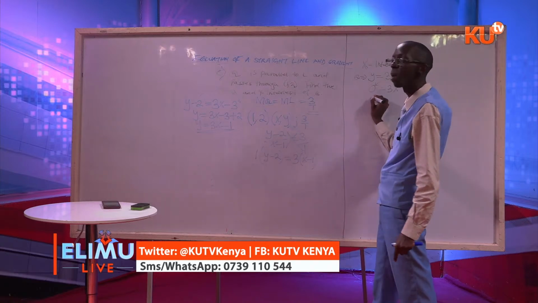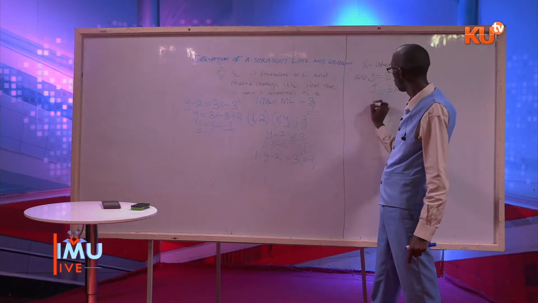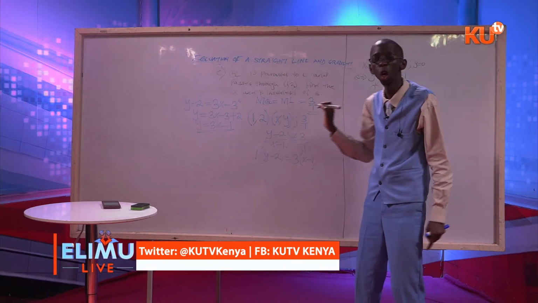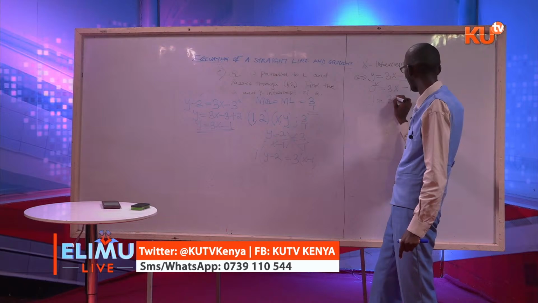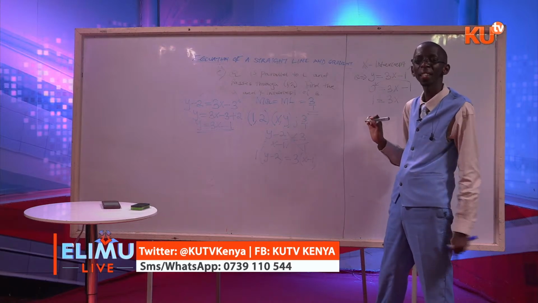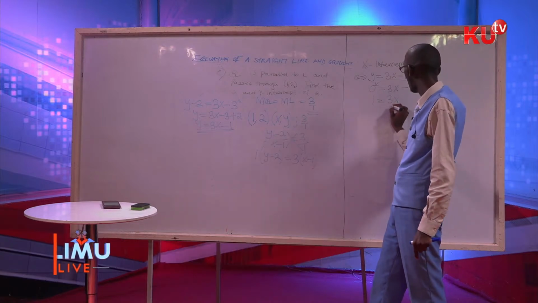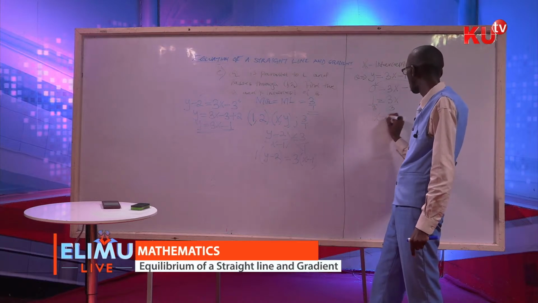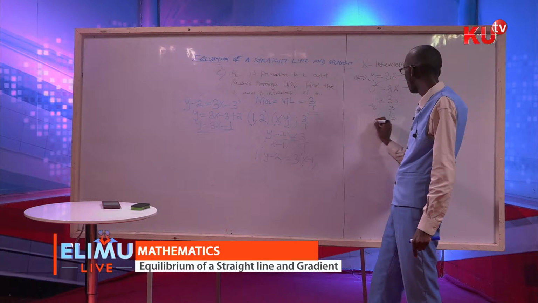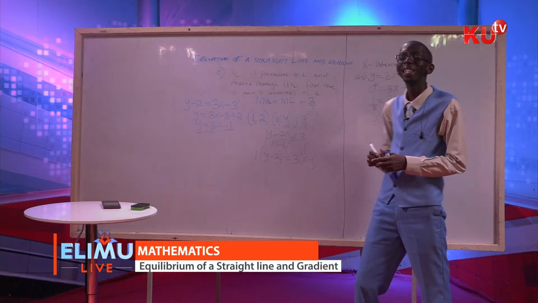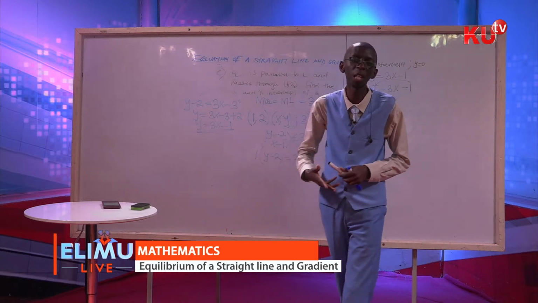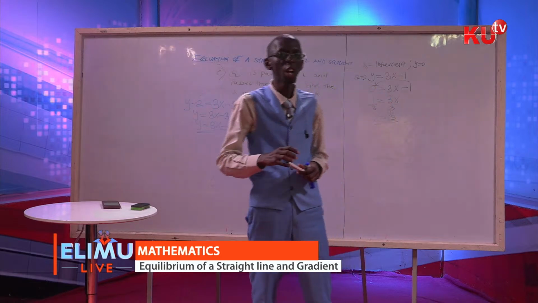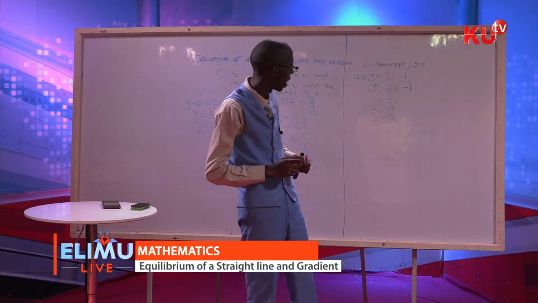It will be positive 1 is equal to 3x. We need x. Divide both sides by 3. By 3, our x-intercept will be 1 over 3. As I told you, getting the x-intercept is getting the value of x when y is 0.